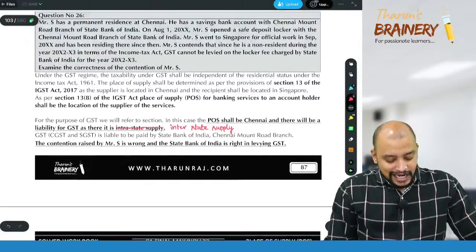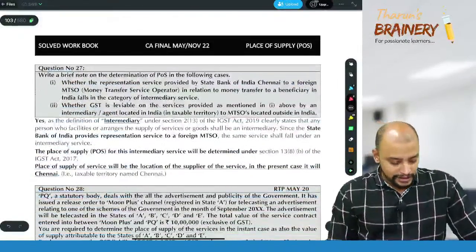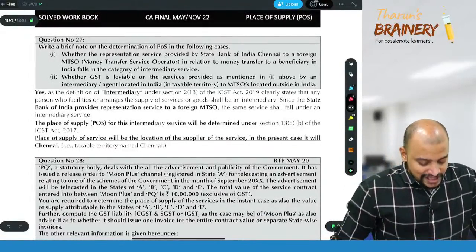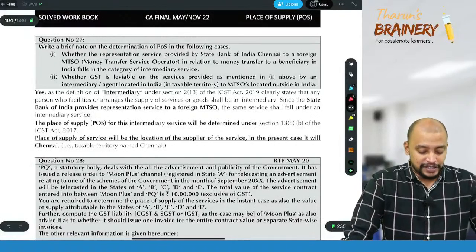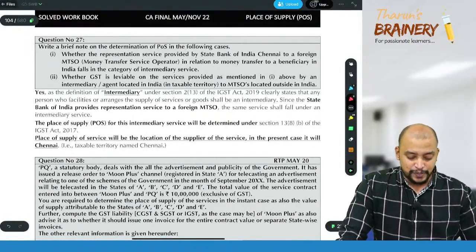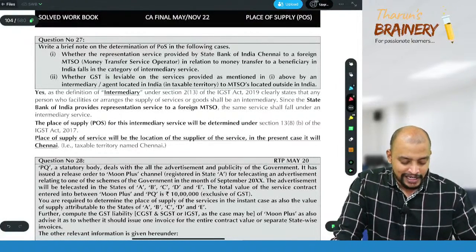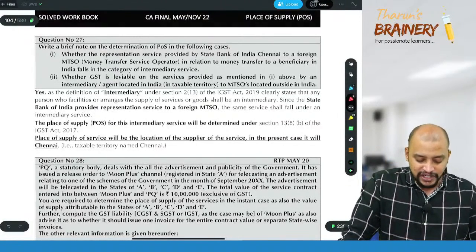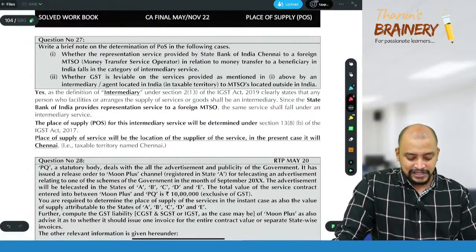Then, whether the contention of Mr. S is correct or wrong? Wrong. Then next, look into question number 27. Write a brief note on determination of place of supply in the following cases. Whether the representation service provided by SBI, Chennai, to a foreign MTSO, money transfer service operator, in relation to money transfer to a beneficiary in India, falls in the category of intermediary services.